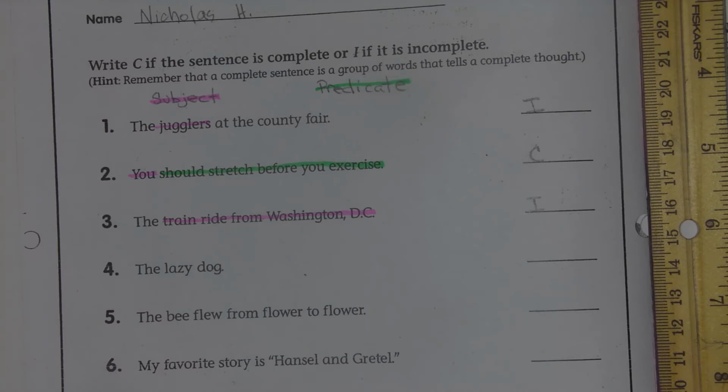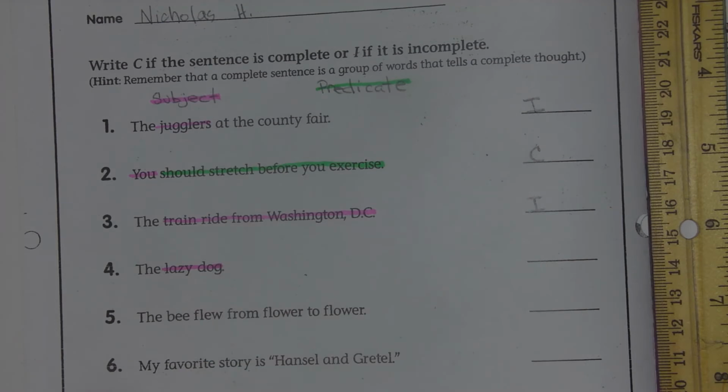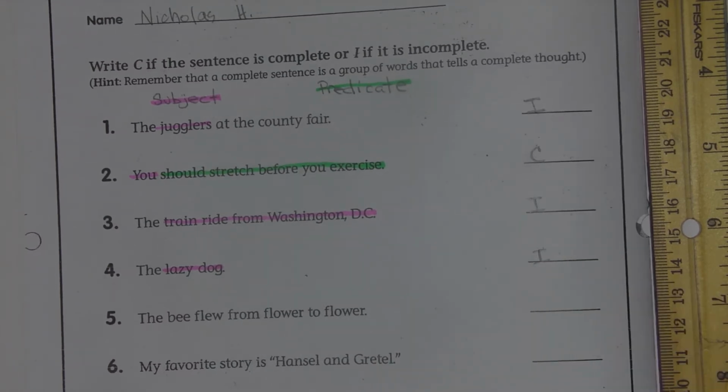Number 4, the lazy dog. Again, this sentence only tells me the subject. It does tell me an adjective, it does give me a describing word about the dog, but it doesn't tell me what the dog is doing or what the dog is thinking. So this sentence is incomplete because it only gives me a subject.